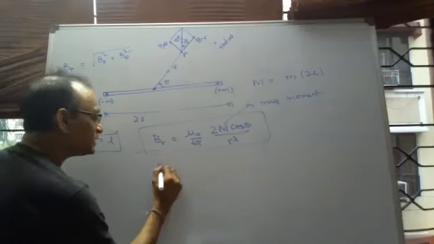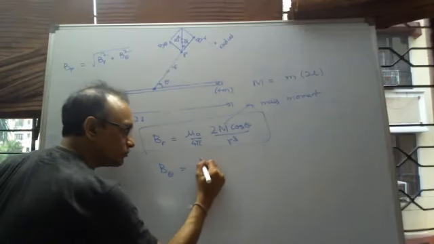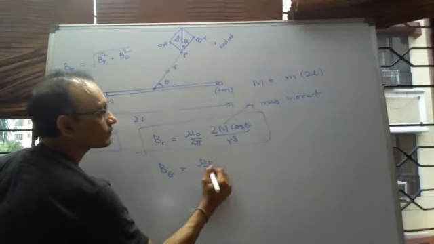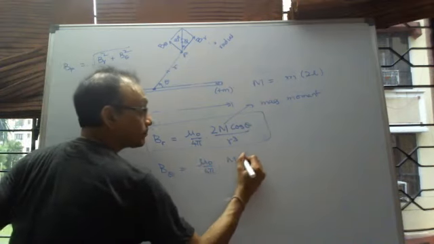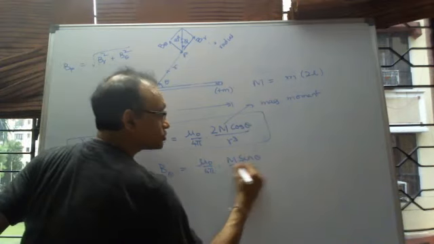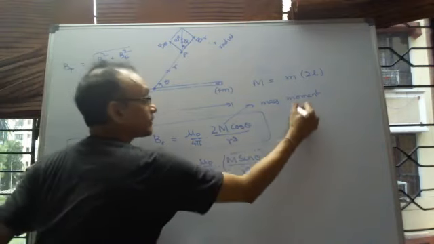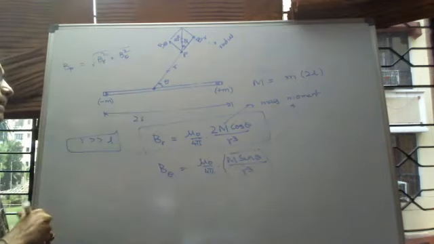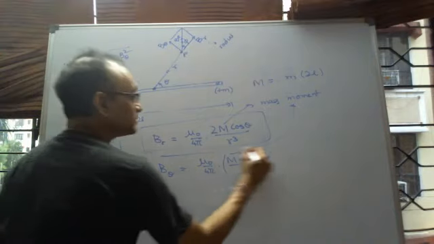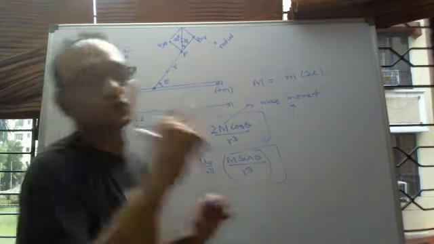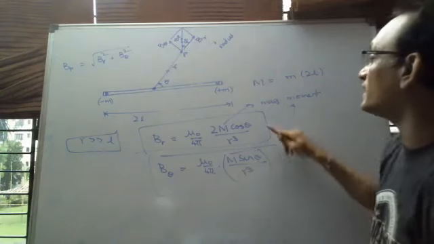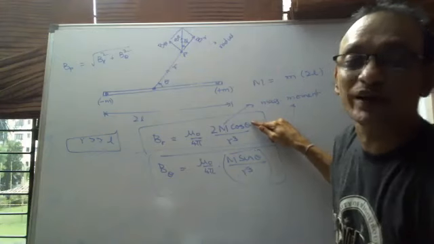And B theta K की जगह mu naught by 4 pi आ जाएगा. M sin theta by r cube. M is the magnetic moment. Small m into 2l. B theta. This will be magnetism. इसमें ना, the earlier two results can be obtained from this one result by putting in theta equal to 0 and theta equal to 90.